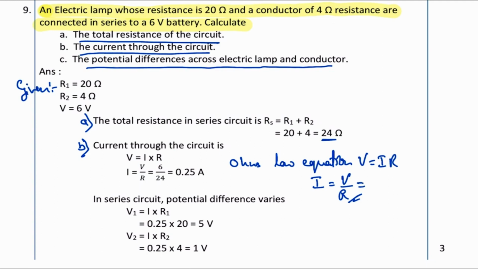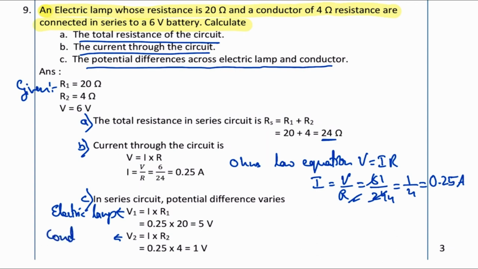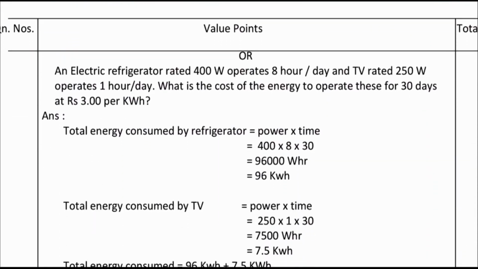Okay, and here V is 6 and R is 24. 6 ones are 6 and 6 fours are 24. 1 by 4 means 0.25 ampere. This is C. In a series circuit, potential difference varies. Okay. V1, this is potential difference across the electric lamp, and V2 is potential difference across the conductor. You can note it down, it's easy. Next question.